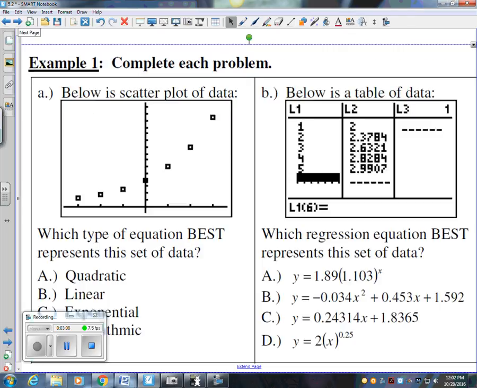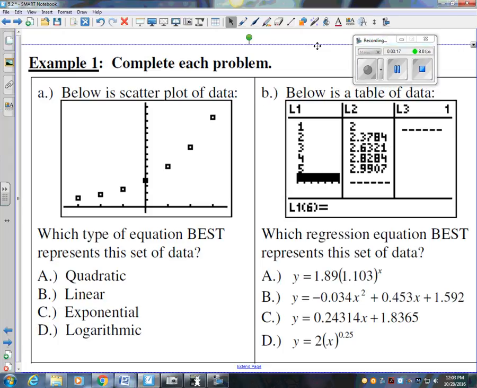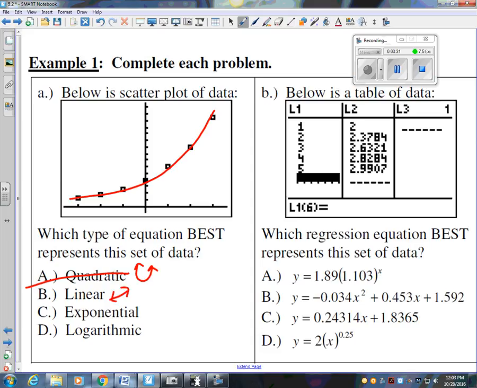All right, example 1. Below is a scatter plot of data. Which equation best represents this set of data? So you're just looking at the picture, and remember that a quadratic makes a U, and our graph is not a U. Linear is a straight line. This graph is not straight. Exponential can either be exponential growth or exponential decay, which this looks like exponential growth. I'm going to say it's C, but let's talk about logarithmic. Logarithmic looks like this, which is not what our graph looks like. So exponential is the best one.